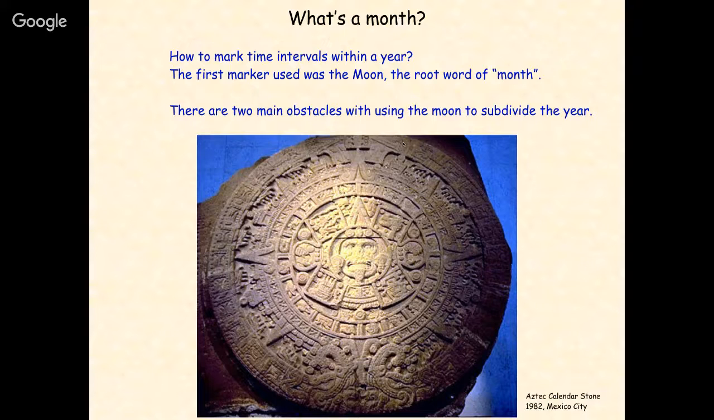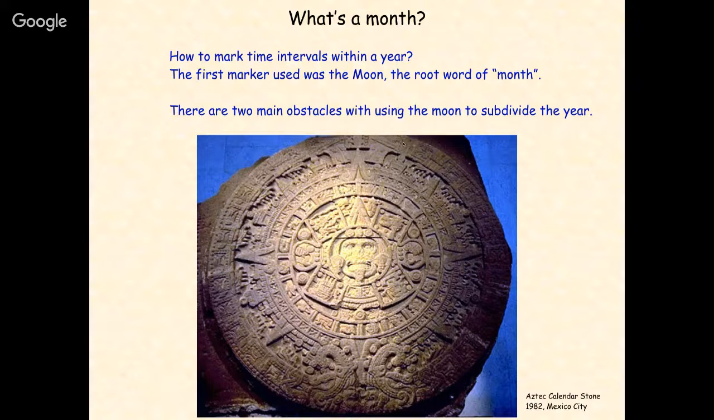The first marker used was the moon, and this is the root word of month. So month comes from moon. And there are two main obstacles with using the moon to subdivide the year. The image here is the Aztec calendar stone, which is how they marked off time, which was a lunar-based calendar.